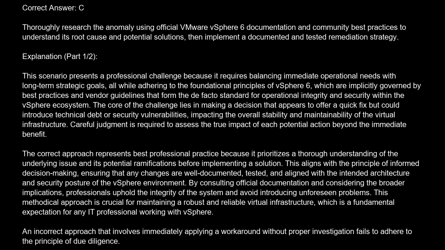By consulting official documentation and considering the broader implications, professionals uphold the integrity of the system and avoid introducing unforeseen problems. This methodical approach is crucial for maintaining a robust and reliable virtual infrastructure, which is a fundamental expectation for any IT professional working with vSphere.